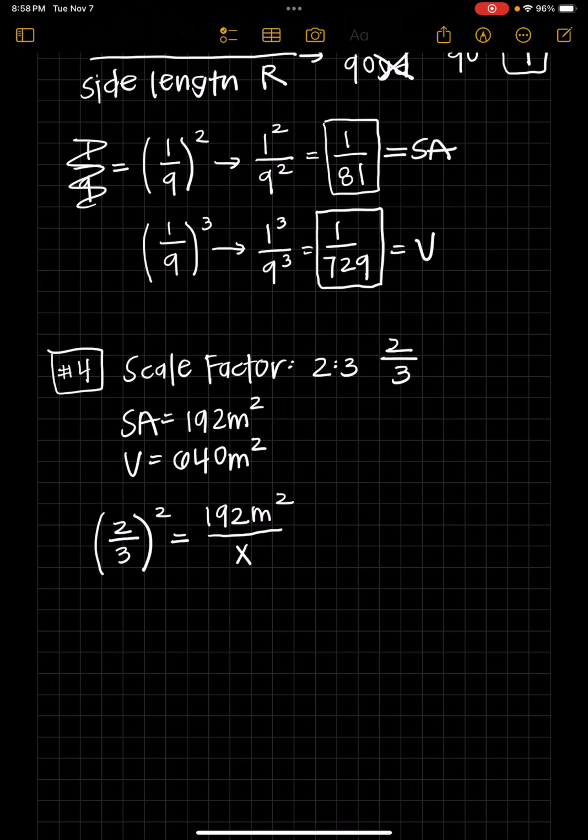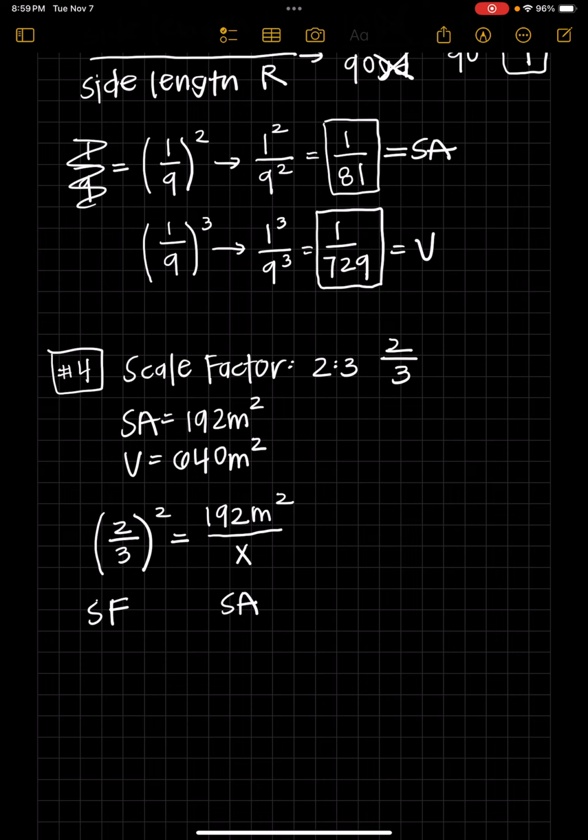And now, this is comparing, so my scale factor is over on the left, and on my right, I have surface area. So when I square the scale factor, that gives me the surface area. It's kind of like comparing apples to oranges, but I can do that as long as I square the scale factor, that way I can compare it to the surface area.